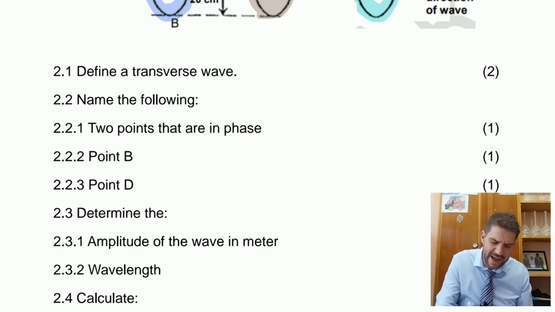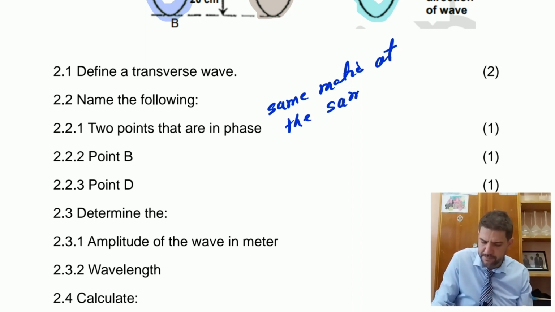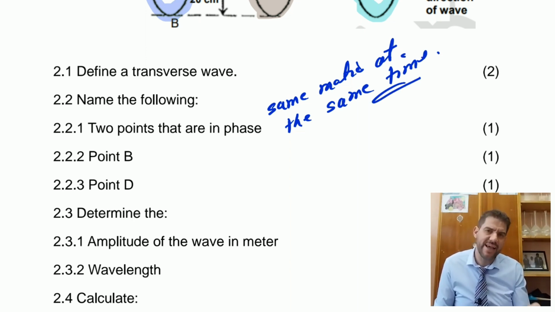Now, what are points in phase? Those are points that have the same motion at the same time, and they are separated by a distance of whole wavelengths. So it's one complete wavelength. That note is also there. I'm going to leave a link to the video I made on transverse waves a little while ago.